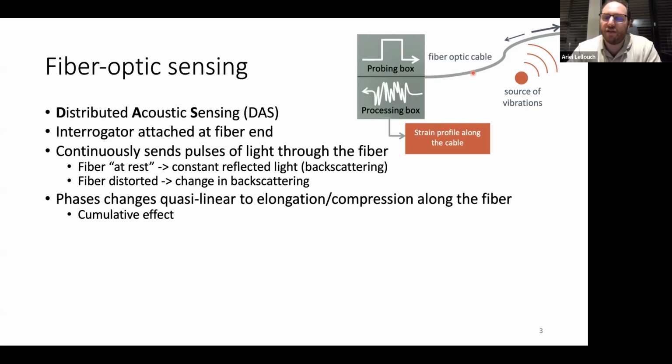When things get interesting, for example, when you've got a seismic wave impinging on the fiber, this is going to distort the fiber a little bit and create a change in the pattern of the reflected light. And it turns out that the phase change of the light, this is basically a big interferometer, is quasi-linear to the elongation or compression, more commonly known as strain, along the fiber.